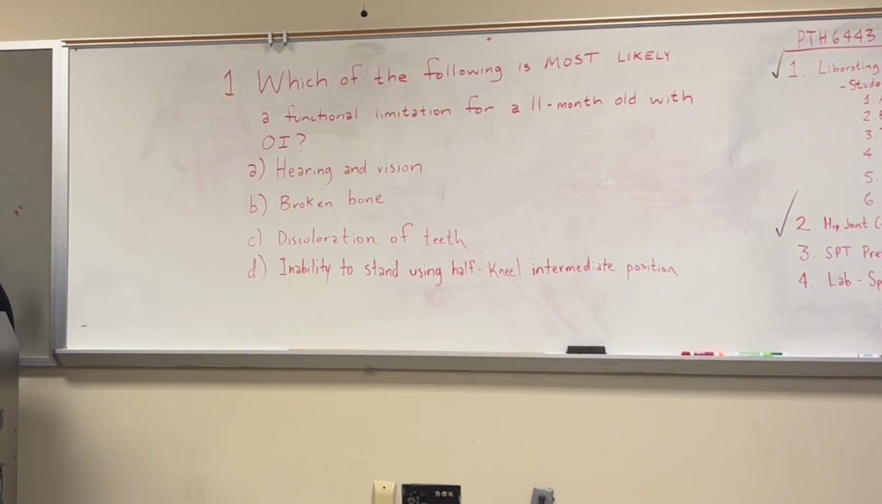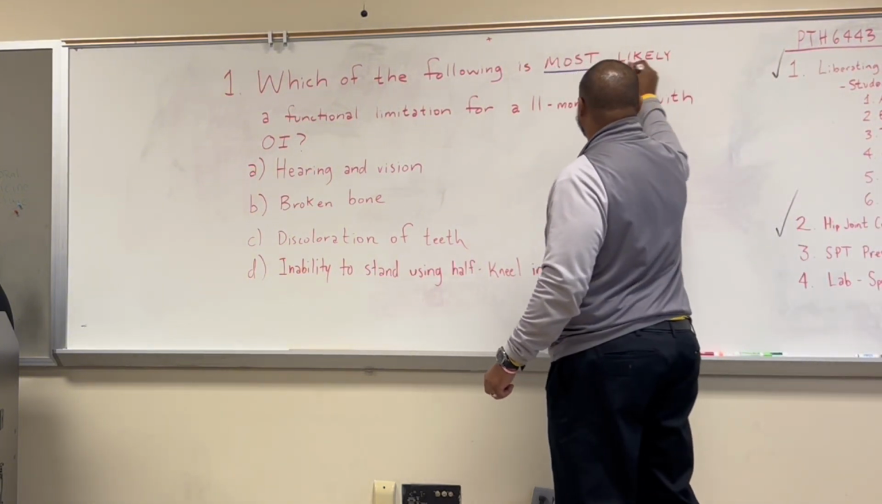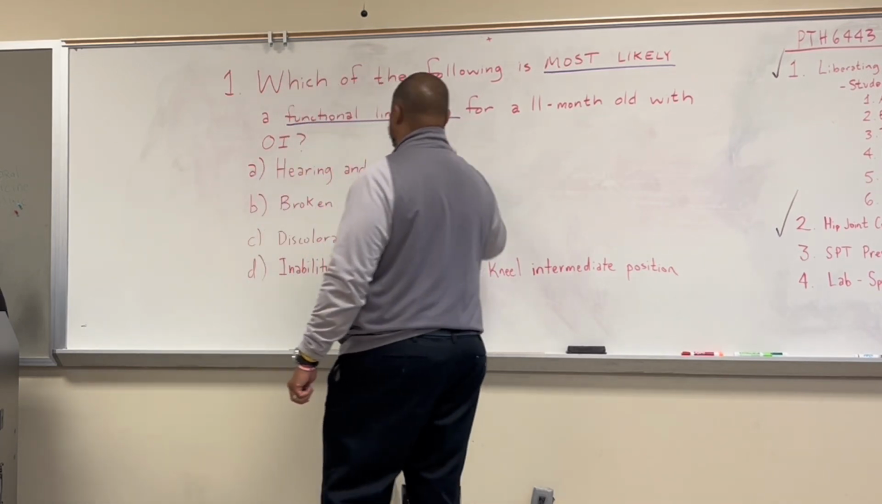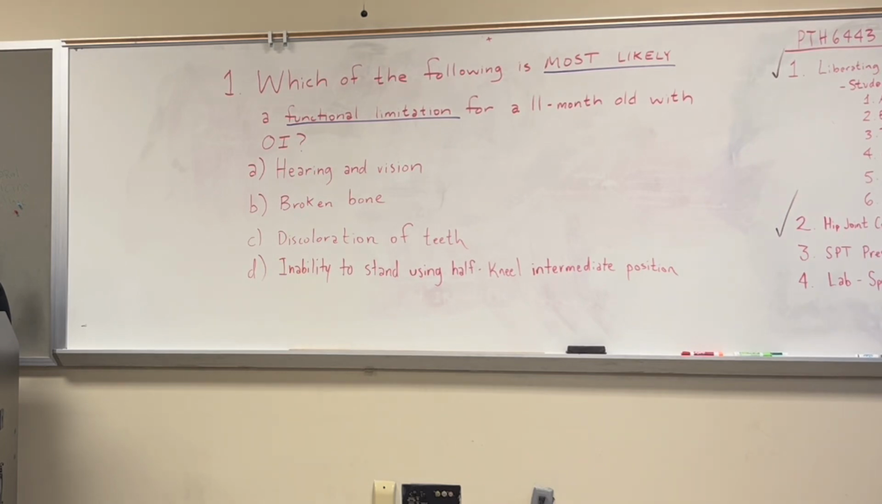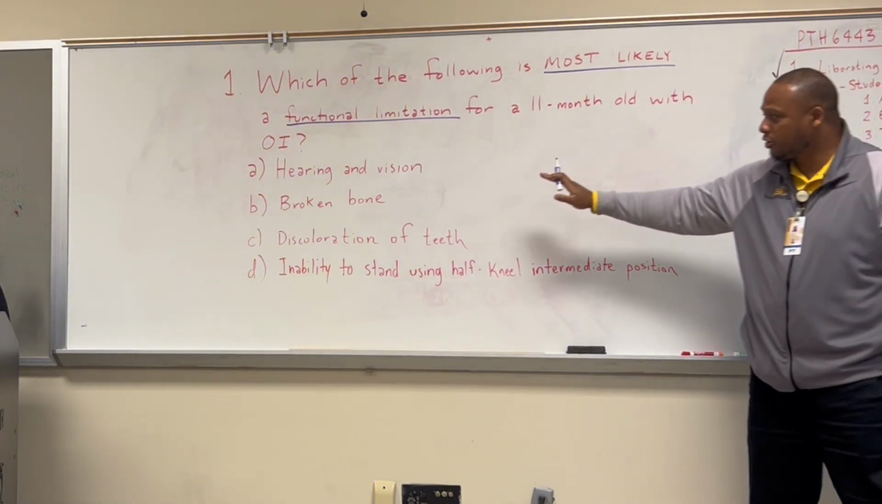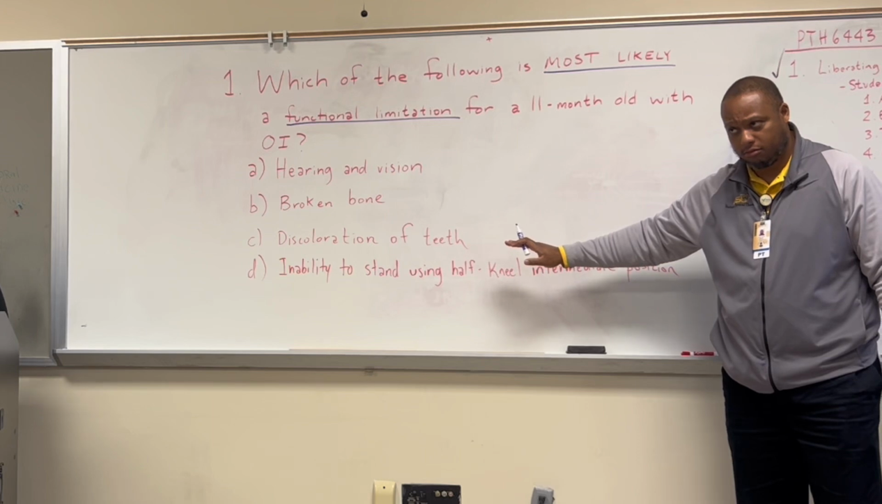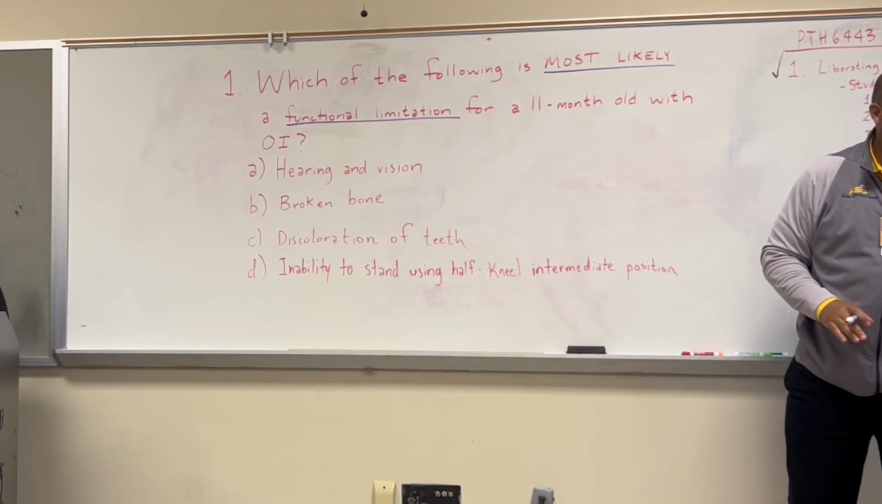Someone read that question for me. Which of the following is most likely a functional limitation for an 11-month-old with OI? All right, what's your best answer? Why D? But the slide says hearing, vision, broken bone, discoloration of teeth. Those aren't functional limitations. Those are signs and symptoms.